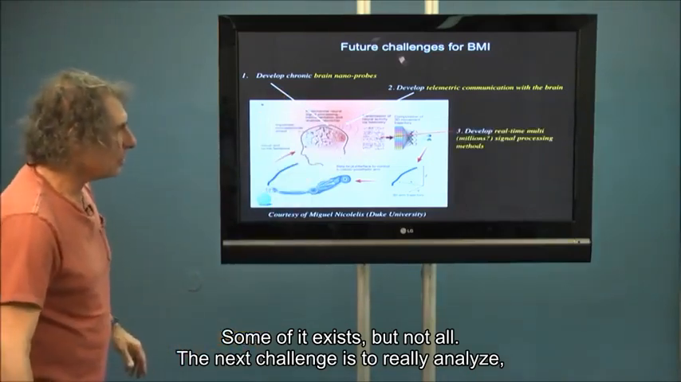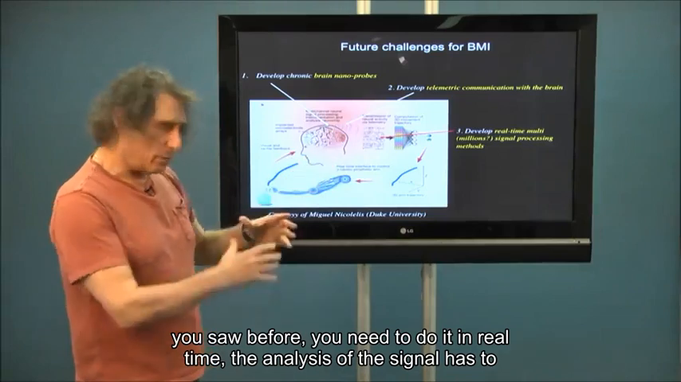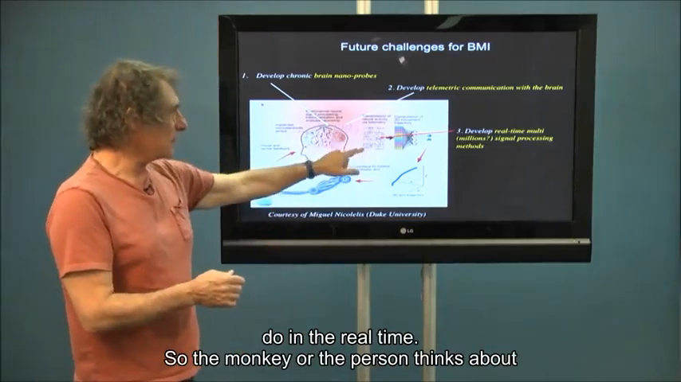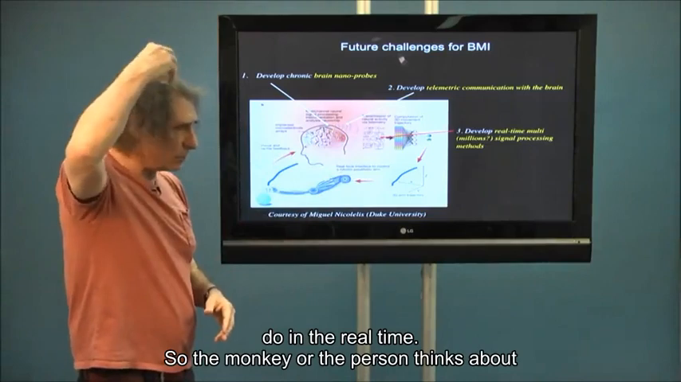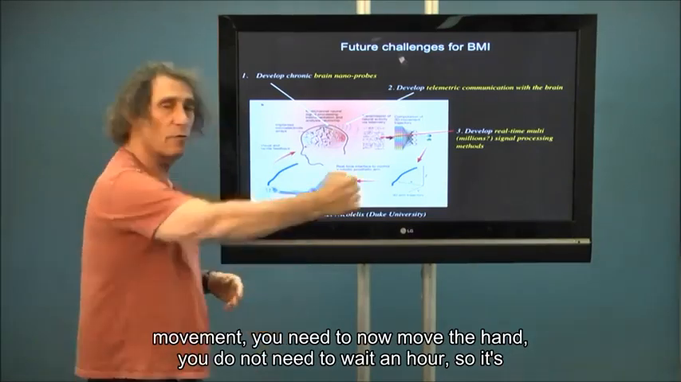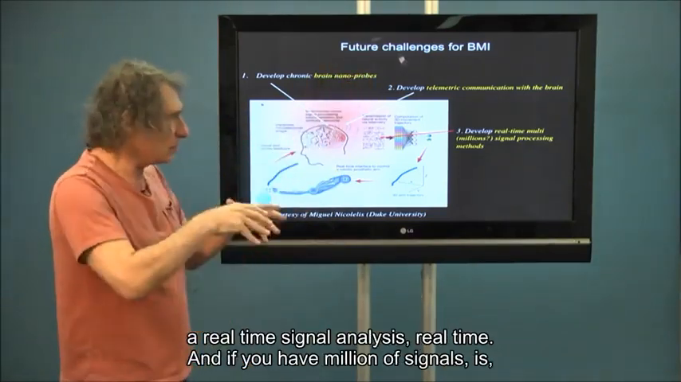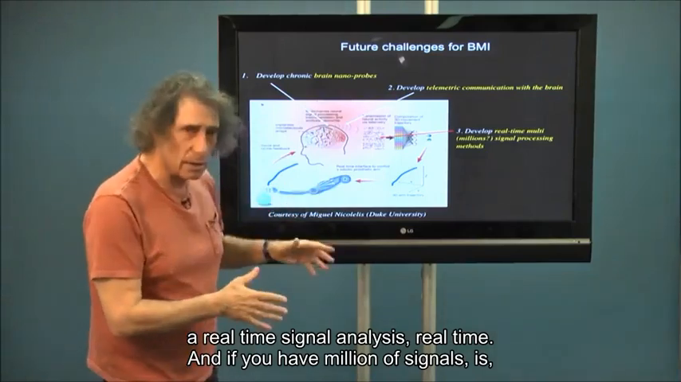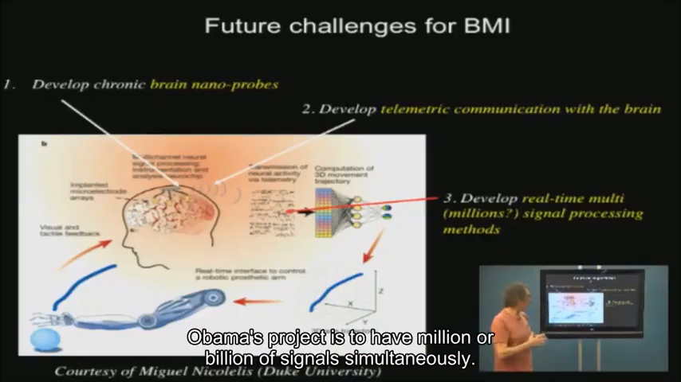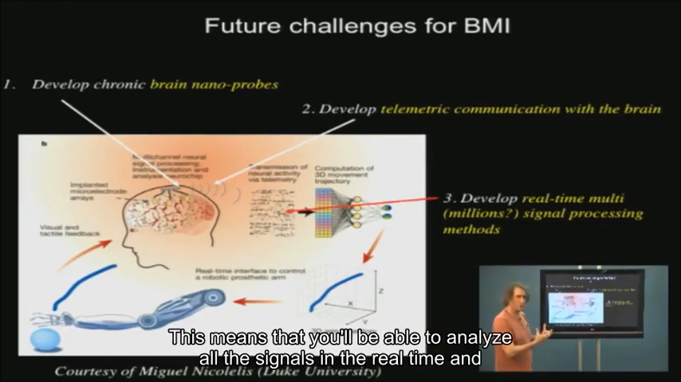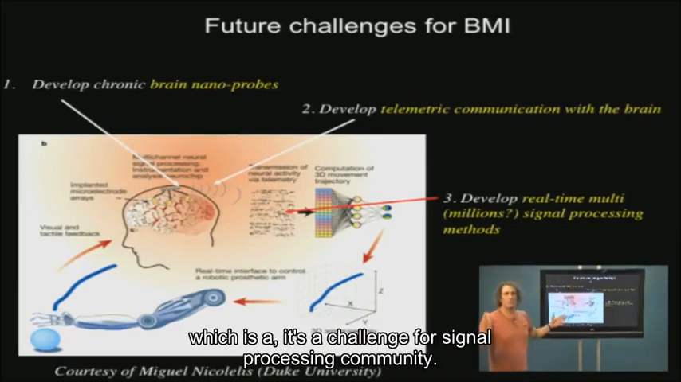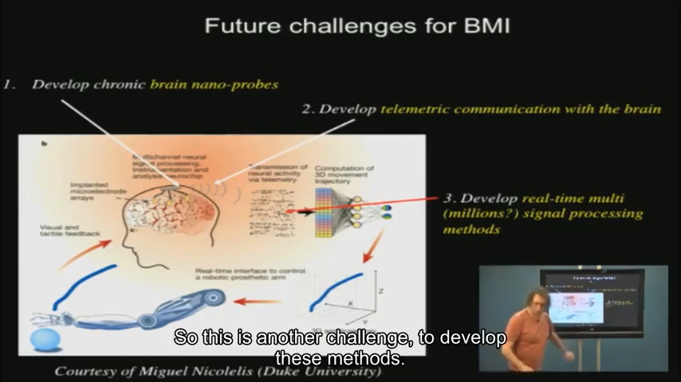The next challenge is to really analyze. You saw before, you need to do it in real time. The analysis of the signal has to be done in real time. So the monkey or the person thinks about movement, you need to now move the hand. You cannot wait an hour. So it's a real-time signal analysis. And if you have millions of signals, as Obama's project is to have millions or billions of signals simultaneously, this means that you have to be able to analyze all these signals in real time, which is a challenge for the signal processing community. So this is another challenge, to develop these methods.